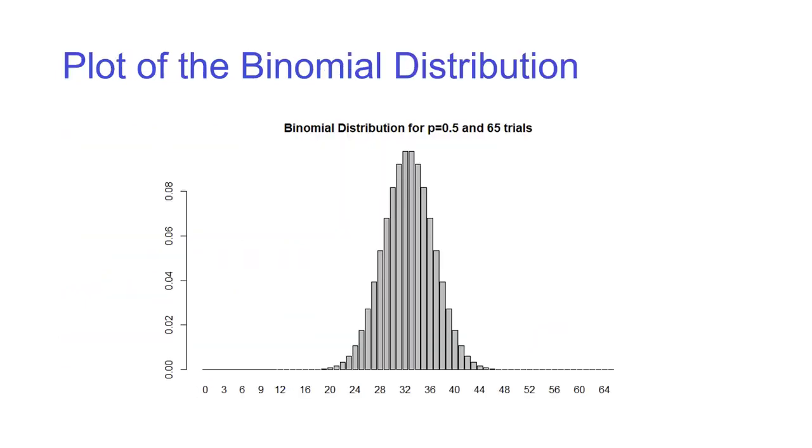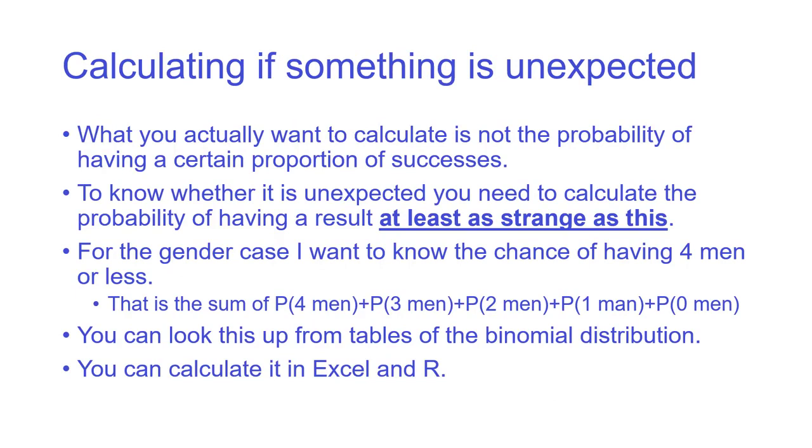So this is a plot of the binomial distribution for p equals 0.5 and 65 trials. So you can see that most of the time you're going to have a class which has maybe 28 to 32 of one gender compared to the other out of 65. And once you get beyond a skew of 20 to 45, the probability of it occurring is extremely small. So this allows us to calculate if something is unexpected.